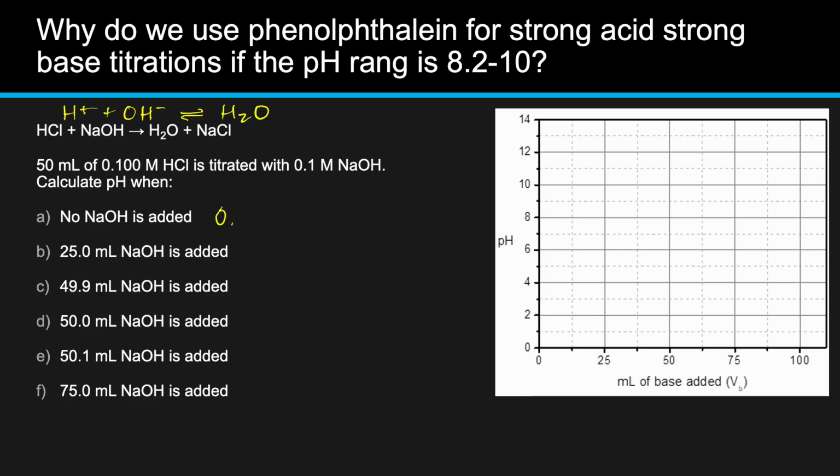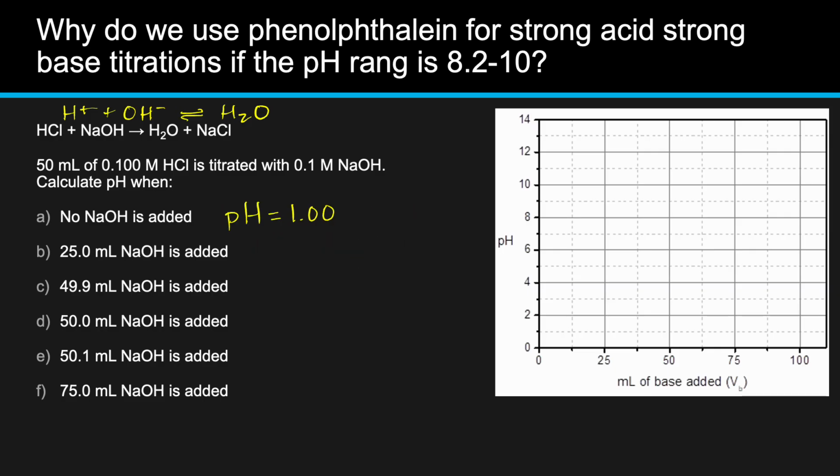So if we have 0.1 molar hydrochloric acid, we know it's a 1-to-1 ratio, so that means we have 0.1 molar H plus ions, and I know that if I have my concentration of H plus ions, I can go ahead and plug that into pH, negative log of the concentration of H plus, which is 0.1. So that's going to give me a pH of 1.